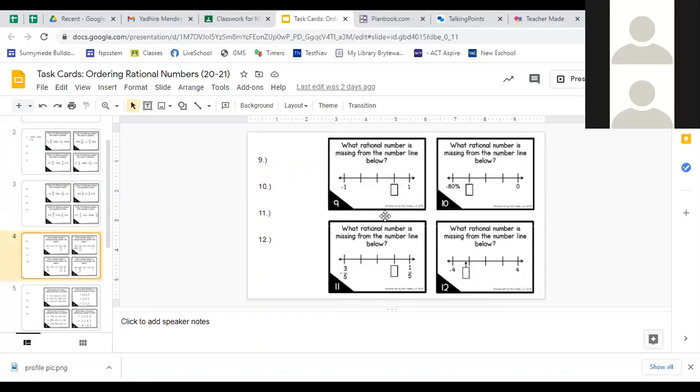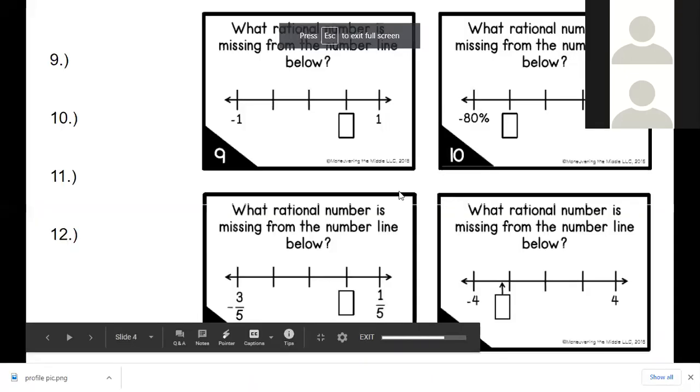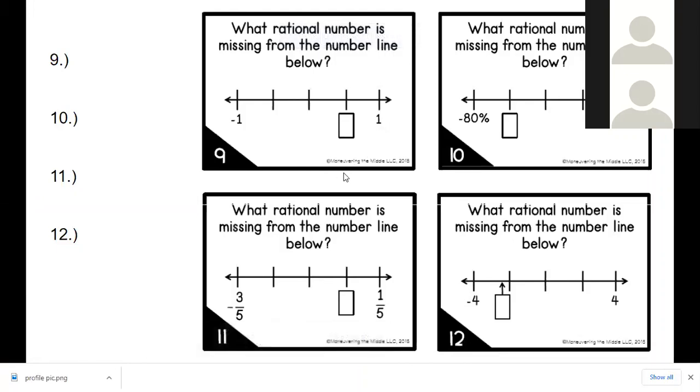Slide 4. Yeah, I can understand that, because this one is going to ask you to decide what the missing number is. And the only way you can do that is if you have an understanding of the number line. If I know that +1 is over here and -1 is over here, what's halfway between +1 and -1? 0. So this would be 0.